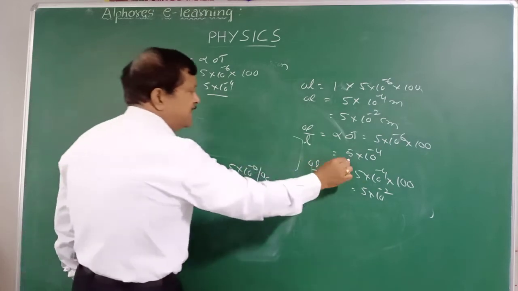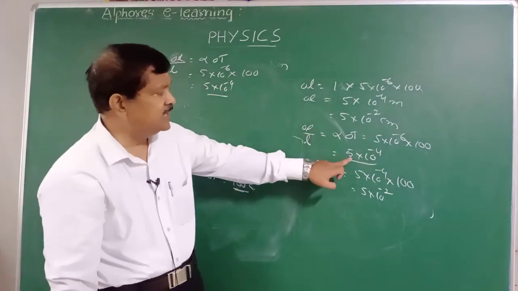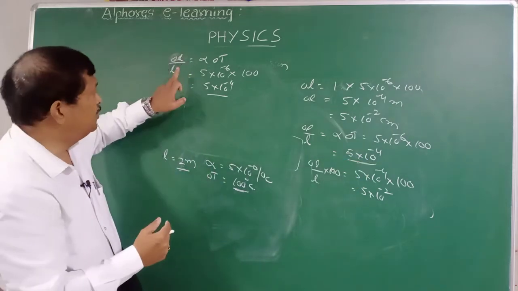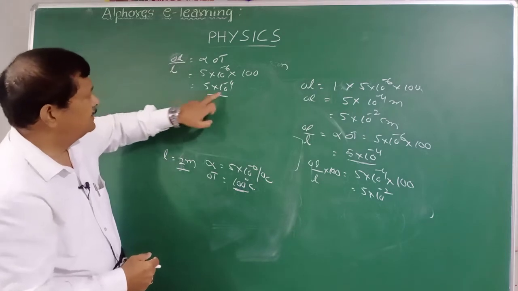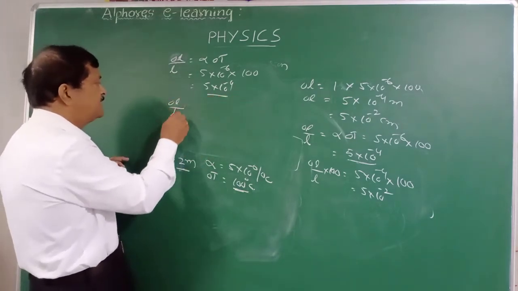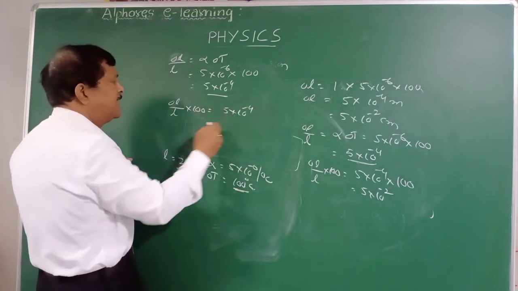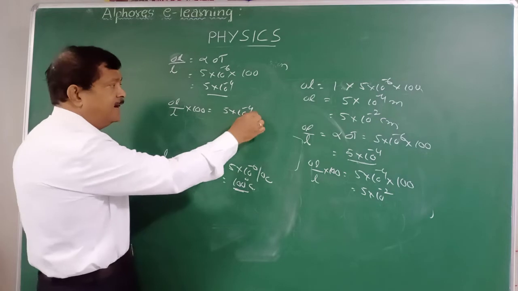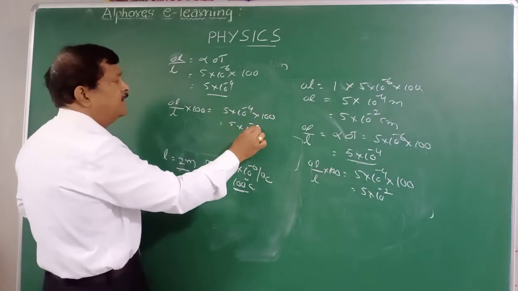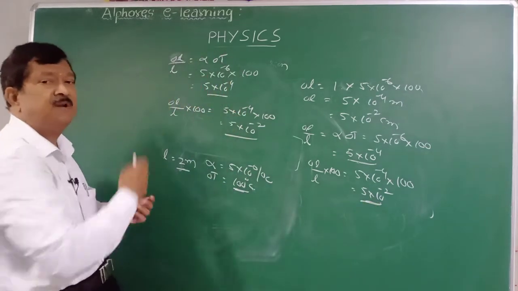What is the value we got previously when the length is 1 meter? When the length is 1 meter, the fractional change is 5 into 10 power minus 4. But now we have taken a rod of length 2 meter, and even then the fractional change is the same. Similarly, if you calculate the percentage change, delta L by L multiplied by 100, you will again get 5 into 10 power minus 2, which is the same as in the previous case where the length is 1 meter.